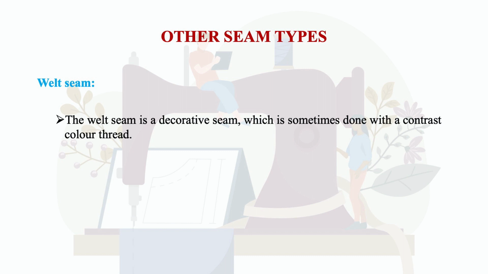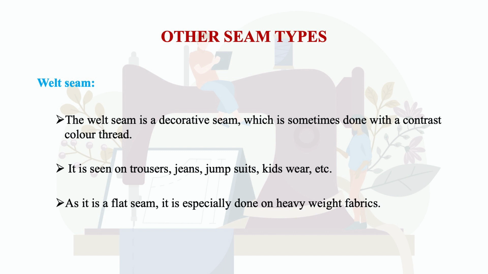Then one type of seam is the welt seam. A welt seam is a decorative seam which is sometimes done with a contrast color thread. It is a seam we see on our trousers and jeans, as we discussed. It is similar to the flat fell seam. It is seen on trousers, jeans, jumpsuits, kids wear usually, and similar types of garments. As it is a flat seam, it is specially done on heavyweight fabric.